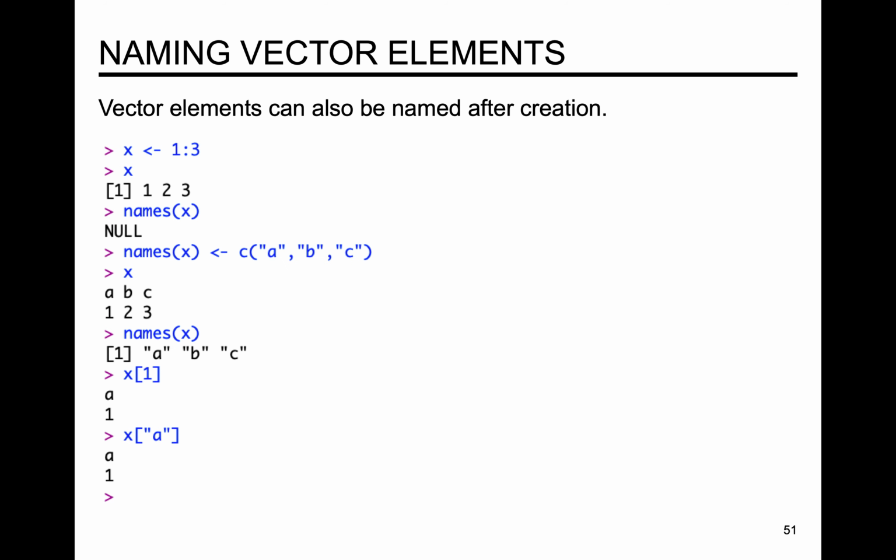Vector elements can also be named after creation. For example, suppose I create a vector x containing elements 1, 2, 3. If I type names parentheses x, the output will be null because names don't exist. But I can assign x names by typing names parentheses x and assign it a character vector, and I'll just choose names a, b, and c. And if I type x and press the return key, you can see the elements 1, 2, 3 and their names a, b, c written above. And then if I type names parentheses x, it outputs the character vector a, b, c.